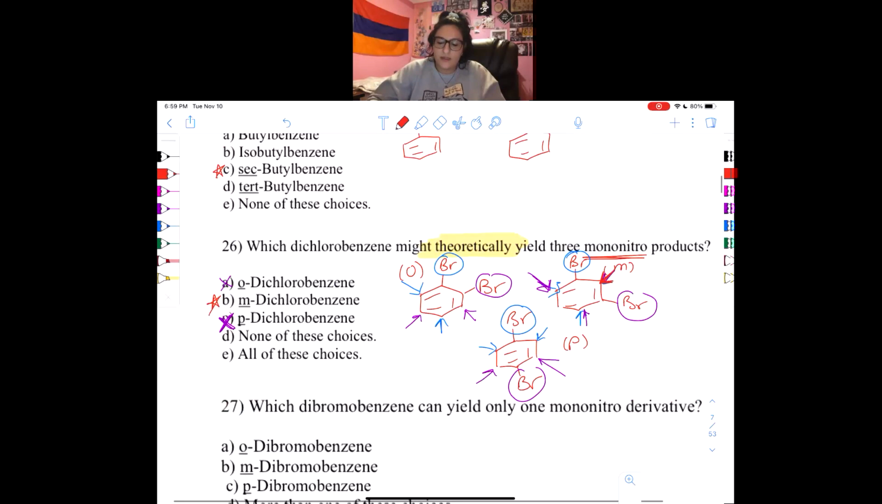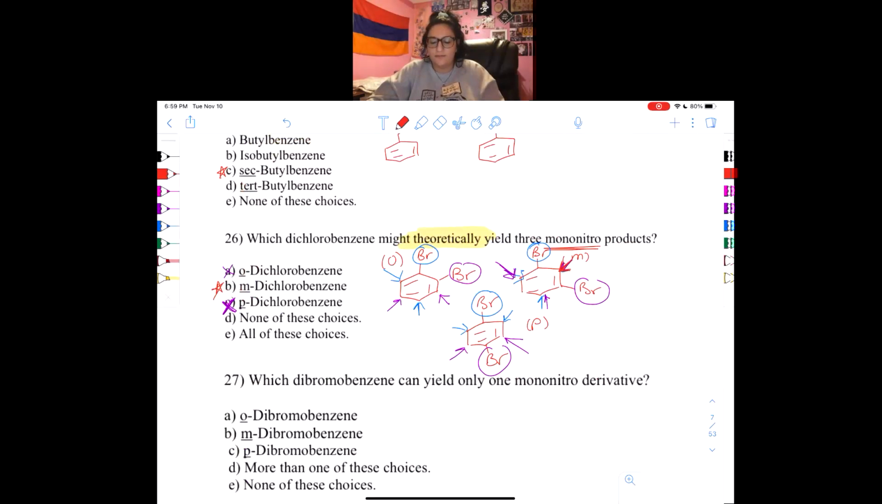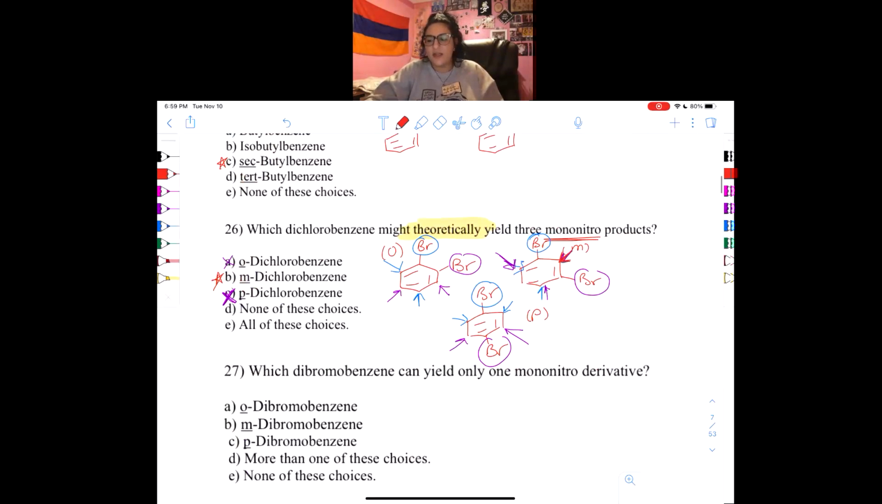The next one is pretty much the same question, so I will let you guys do it on your own, like drawing it out and everything. The only difference is this does not say theoretically, so now we're saying which one would be the only one that actually has one product, and the answer is going to be C.